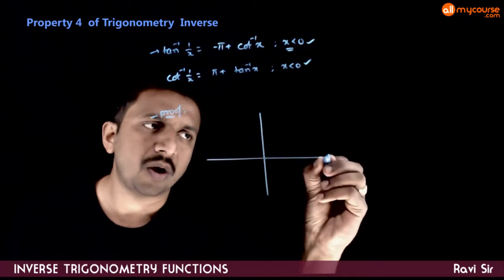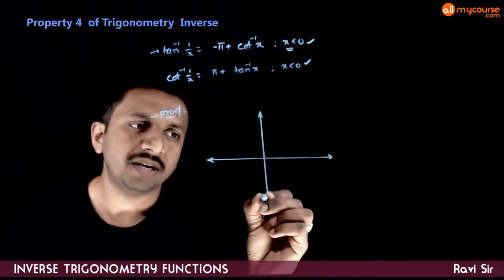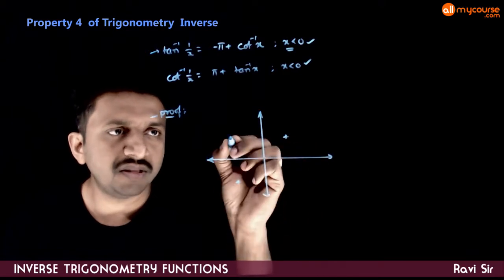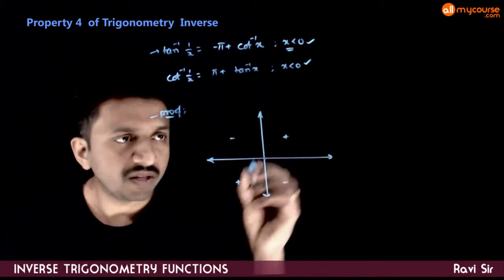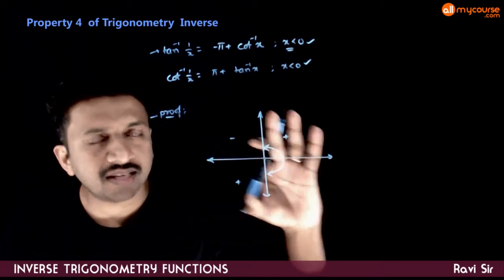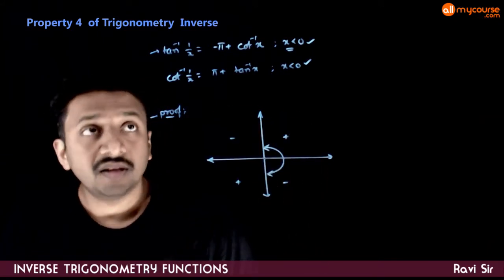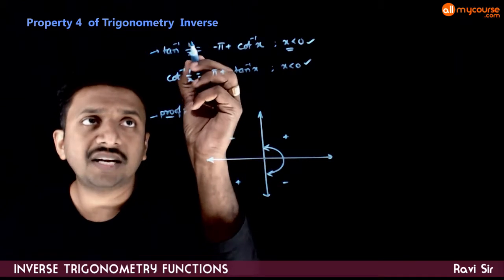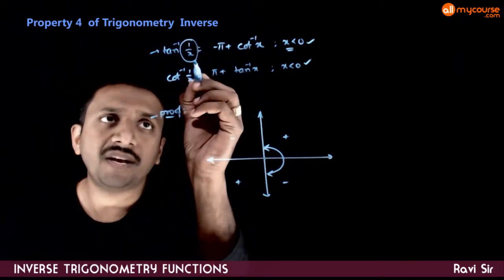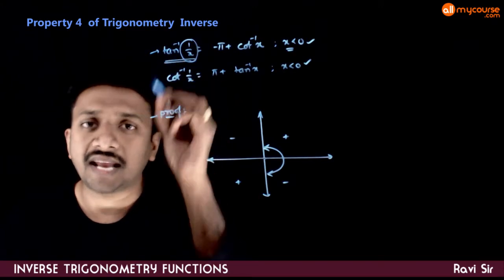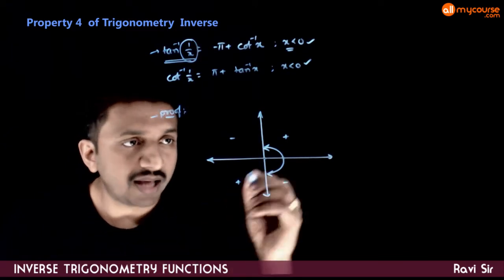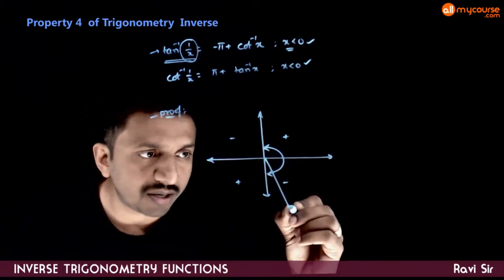So if you draw the quadrant diagram for tan inverse, tan is positive in these two and negative in these two. And the range of tan inverse is minus pi by 2 to pi by 2. Now, if x is negative, obviously 1 by x is a negative number. So if a negative number goes inside tan inverse, the answer will be in which quadrant? The answer will be in the fourth quadrant.